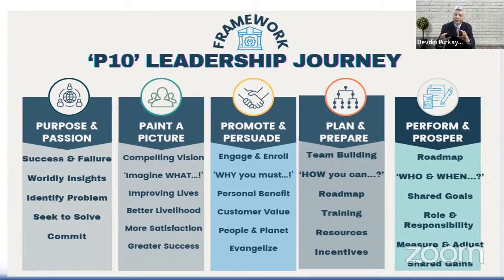And then if you do all of this, you can be a very, very high performing leader, leading high performing teams, which are improving either the people, which means the customers, investors, or employees, or improving the planet, or improving the country itself. So I thought I'll just share this framework of a leadership journey.